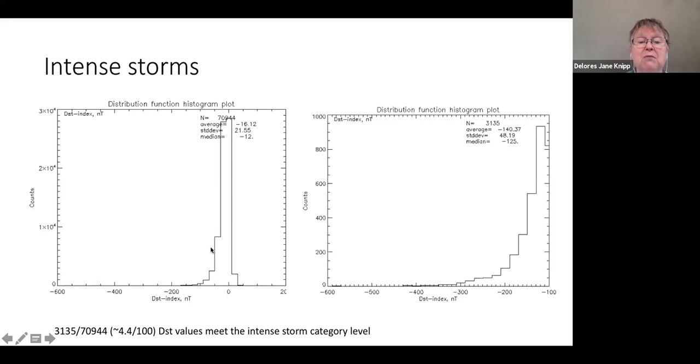But then if you go and blow up this region here, I ask the question, what fraction of this distribution is this? And it's really tiny, a really tiny fraction. It's less than 1% of the time we have a Dst index more negative than minus 100. So when we're looking at these intense storms, they're the ones that get our research attention, but they're actually kind of a small fraction of the actual inventory of things going on in the magnetosphere.